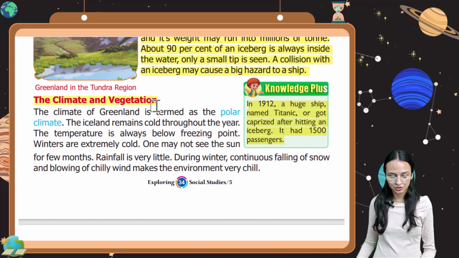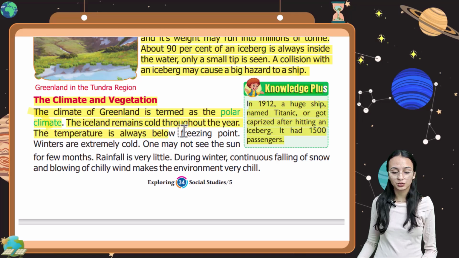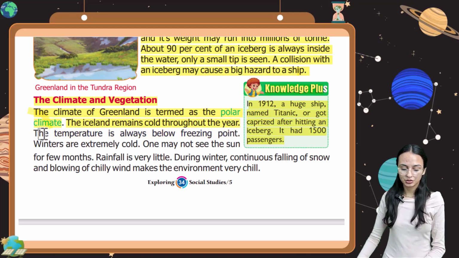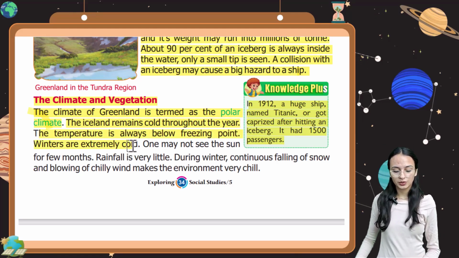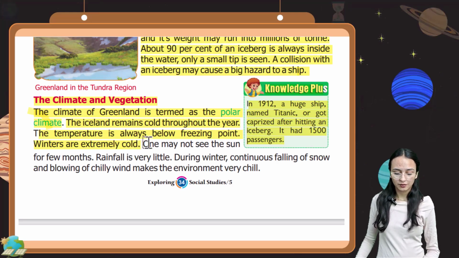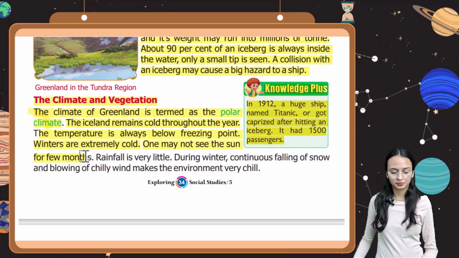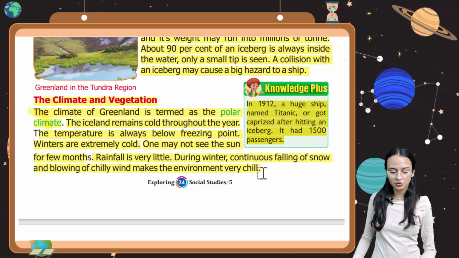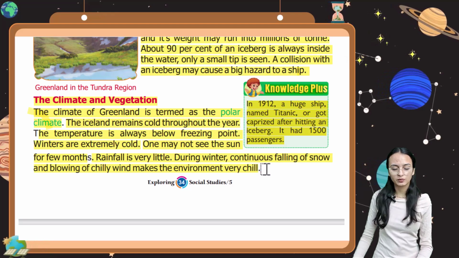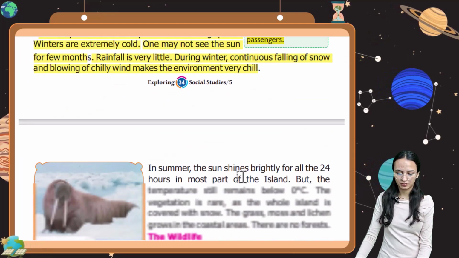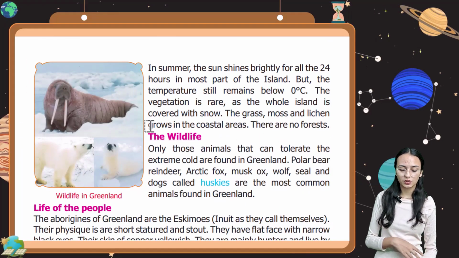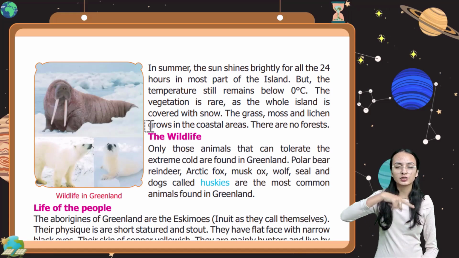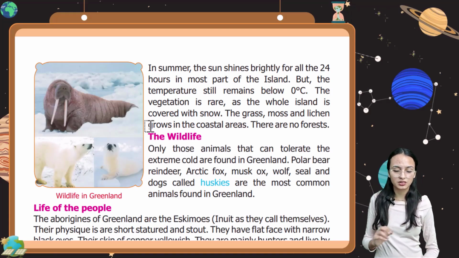The climate and vegetation. The climate of Greenland is termed as polar climate. The island remains cold throughout the year. The temperature is always below the freezing point. Winters are extremely cold. One may not see the sun for a few months. Rainfall is very little. During winter, continuous falling of snow and blowing of chilly wind makes the environment very chill. So there are cold winds, and also it lies near the polar region, so the weather is very cold.